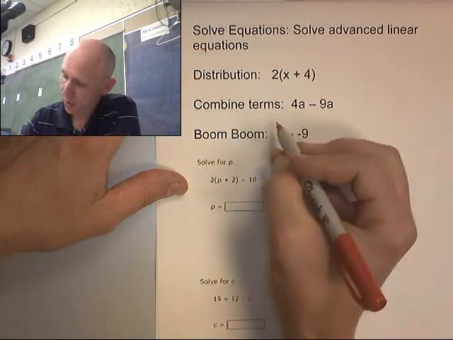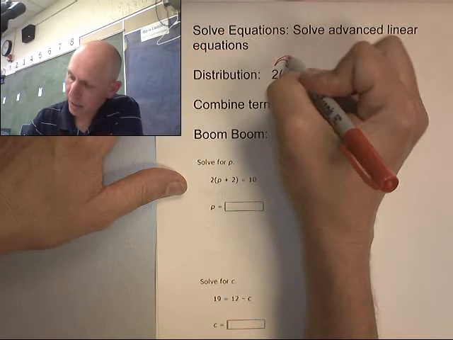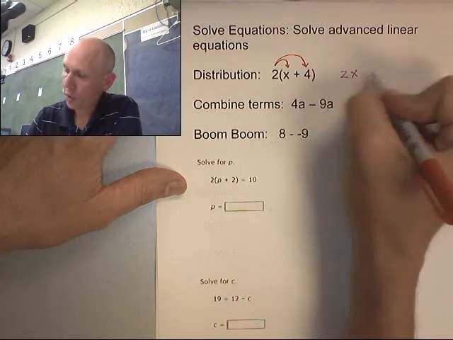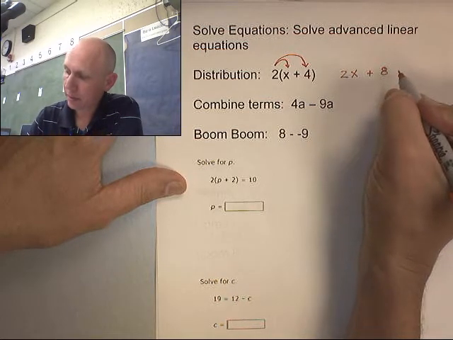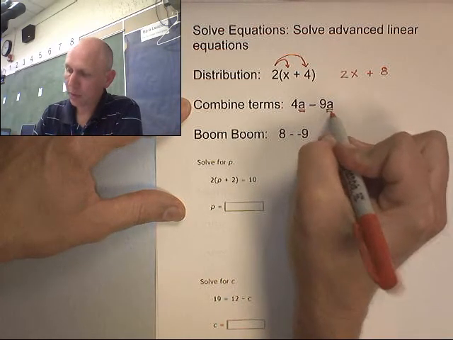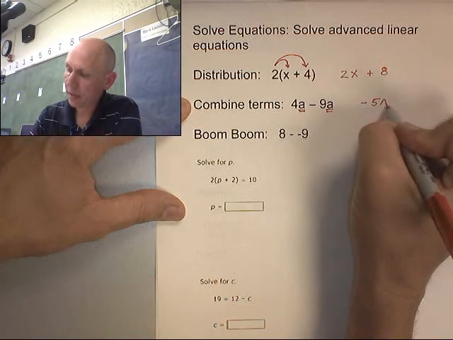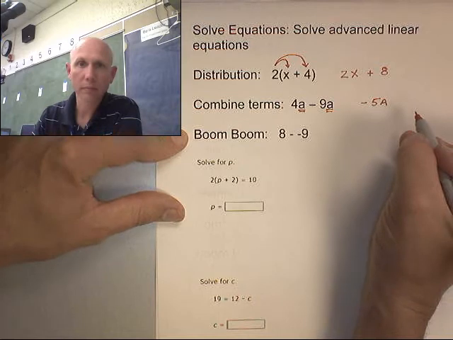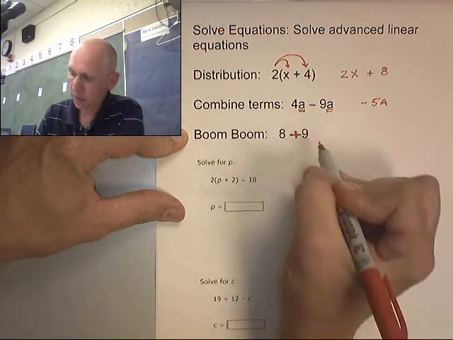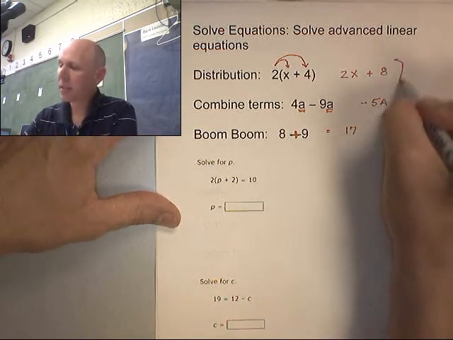Okay, so distribution, remember I like to call it jumping the wall. This guy's jumping over and hitting it. Hitting it. That's going to give me 2x plus 8. Combining like terms, remember if I have 4 apples minus 9 apples, it's going to give me negative 5 apples. And the idea of the boom boom, that 2 negatives in a row, boom boom it, become a positive, so that would equal 17.